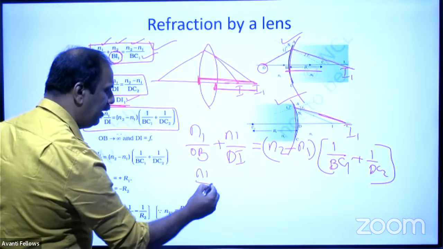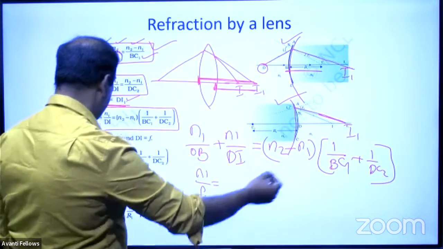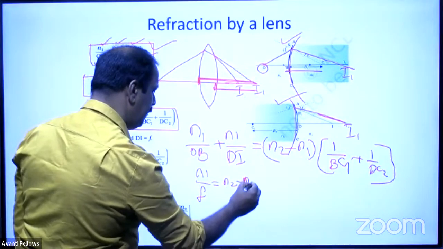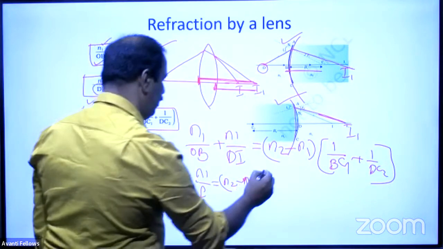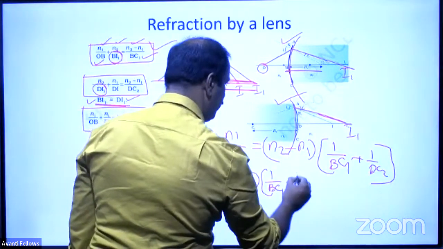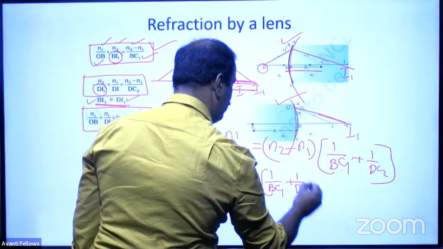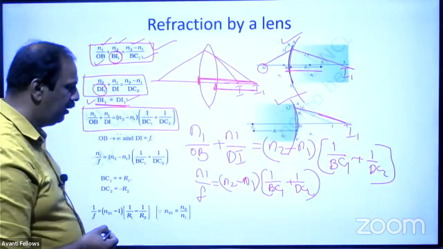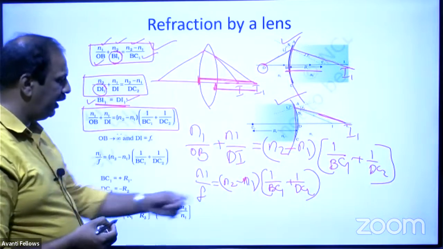N1 by F is equal to, the remaining is the same only, N2 minus N1 into 1 by BC1 plus 1 by DC2. Same thing you can take, but here it will be N1 by F. Okay, now you got an equation like this.